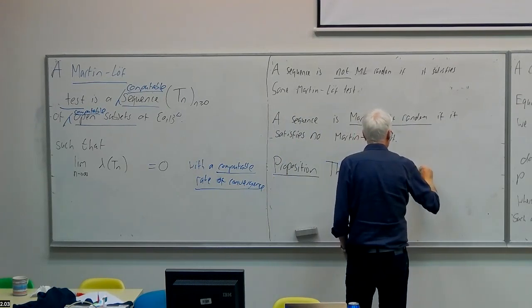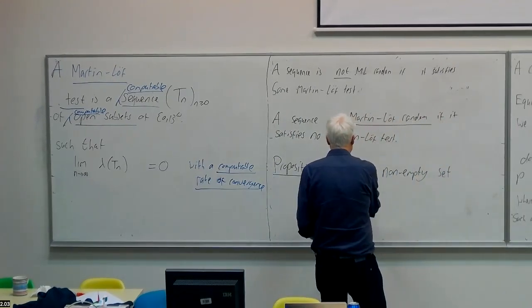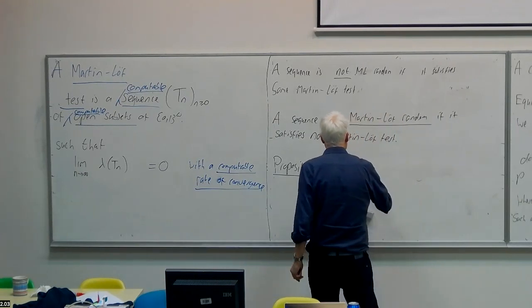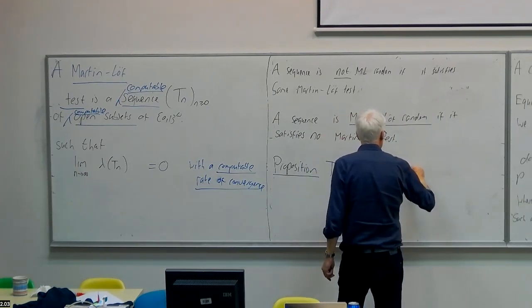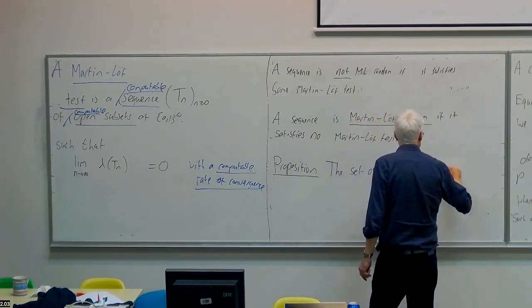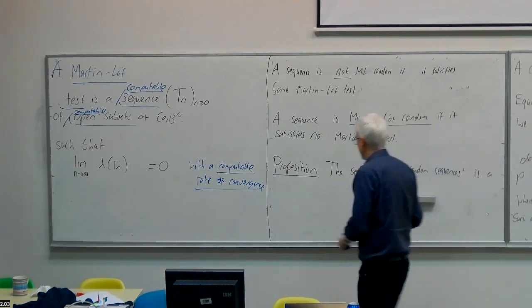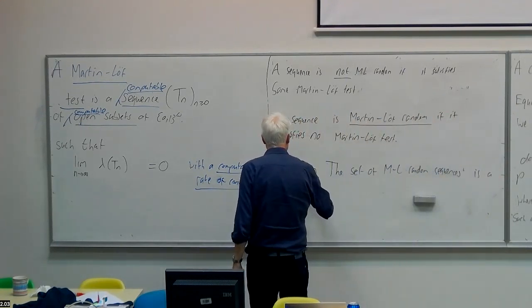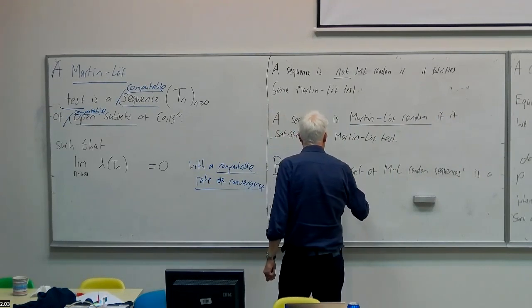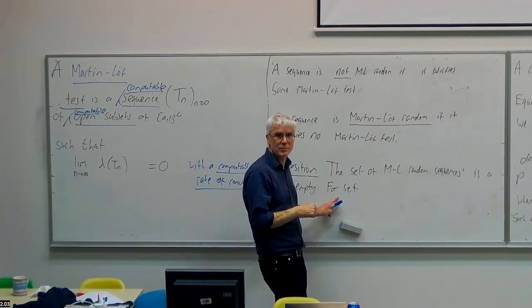The set of Martin-Löf random sequences is a non-empty F sigma set, we did G delta sets before. G delta sets were countable intersections of open sets, and an F sigma set is the complement of those, that's countable unions of closed sets.